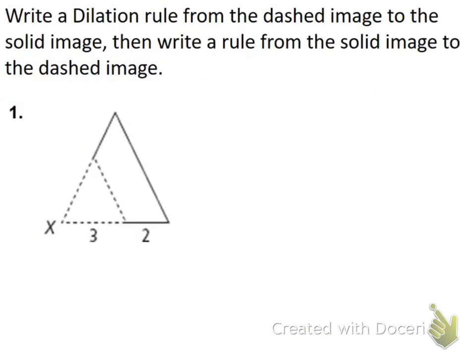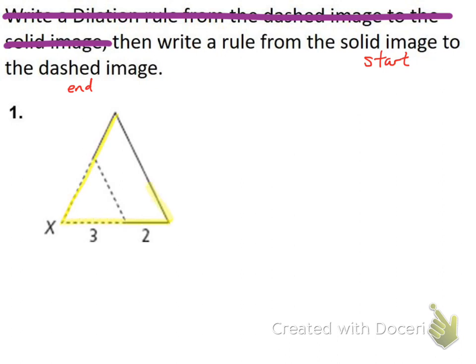These are where it starts getting a little tricky. So from these, I'm going to cross that off. I want to write a rule from the solid image to the dashed image. So the solid image is what I start with. The dashed image is what I end with. And so I'm going to start with the big triangle right here, and then I'm going to end with the red triangle that I just traced, the smaller one. So I'm actually making it smaller, so my scale factor needs to be less than 1. It needs to be a fraction.